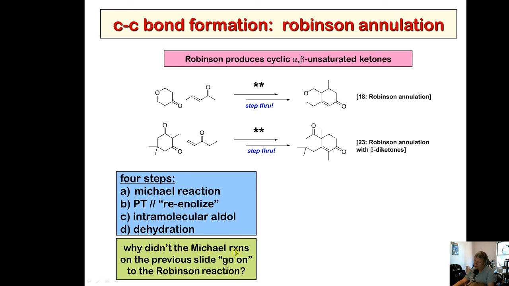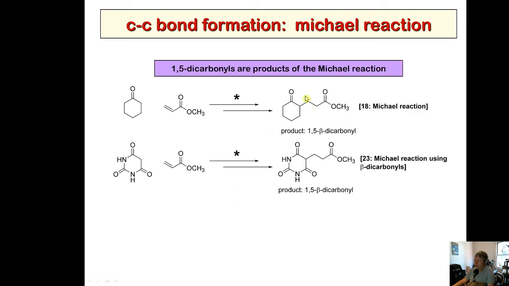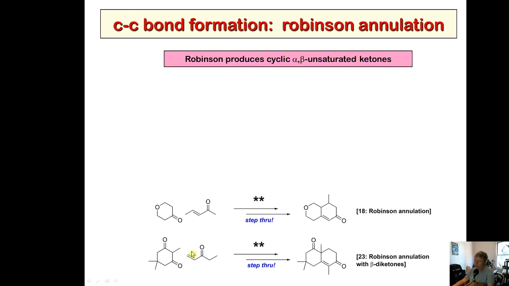Why didn't the Michael reactions on the previous slide go on to the Robinson? Well, let's go look at those again. These are the Michaels that we just showed a second ago. Well, why don't these do a Robinson? Well, the big issue is you got esters. Esters don't do it. You need ketones. Not only do you need ketones, you also need an enolizable CH on this side of the ketone. Okay? Cool.